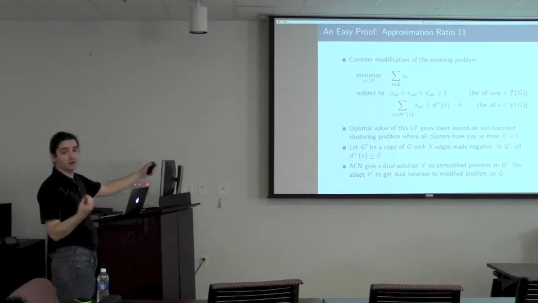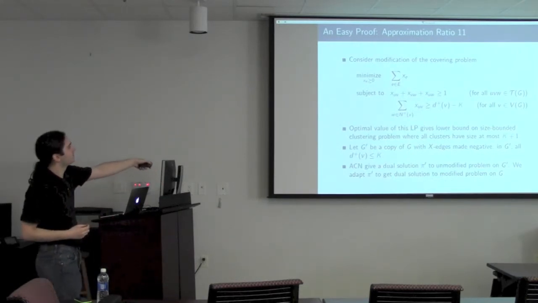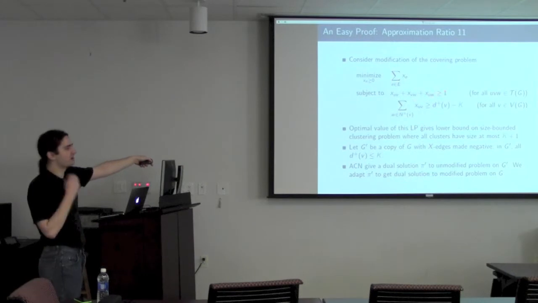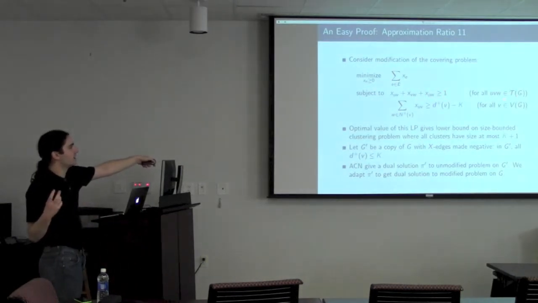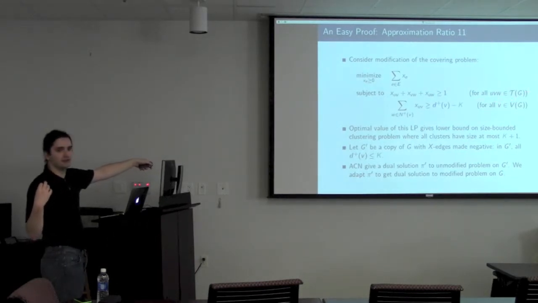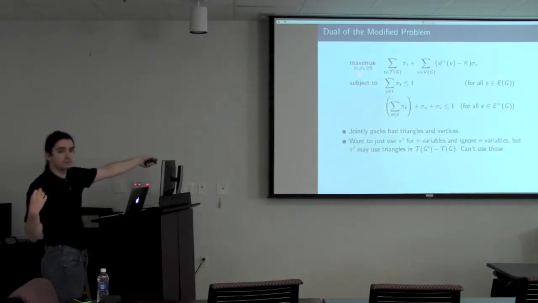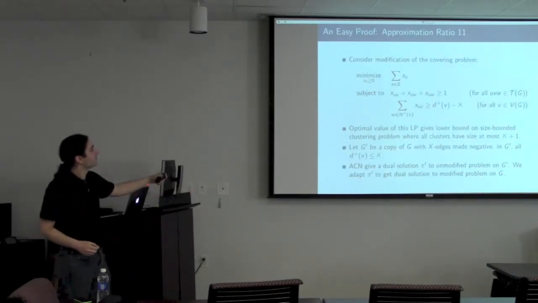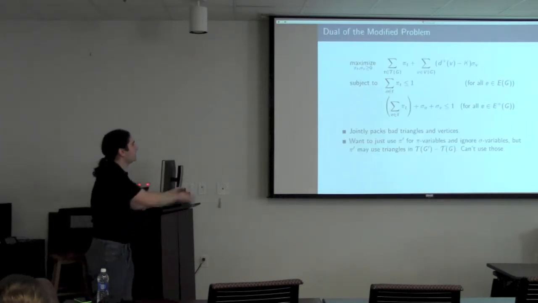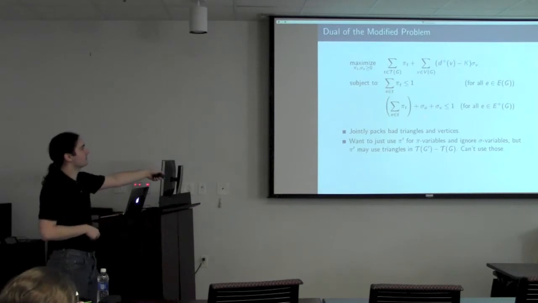So when you're looking at your dual problem, for each constraint in the original problem, I'm going to get a variable in the dual. So for each bad triangle, the variable corresponding to its constraint will be pi sub t. Similarly, for each of these vertices, the variable corresponding to that will be sigma sub v. And if you run through and take the dual, this is what you end up getting.